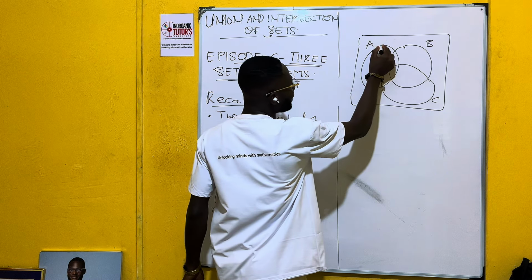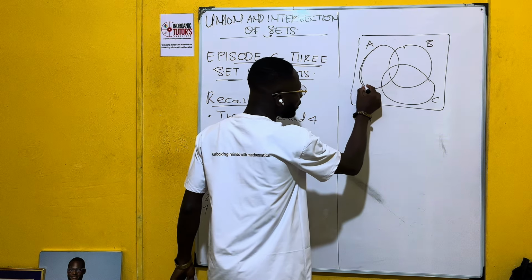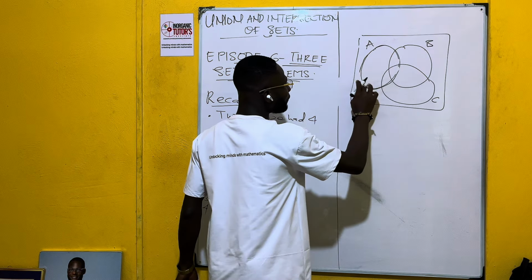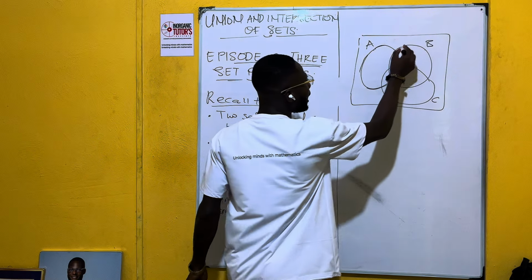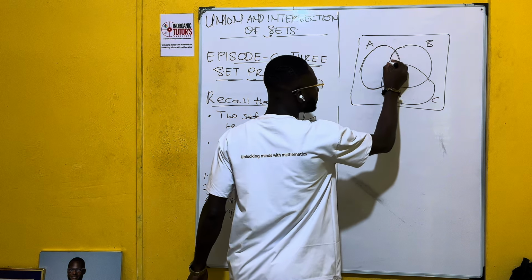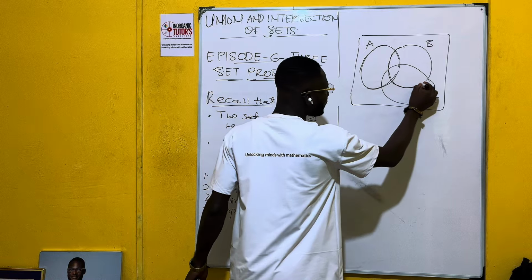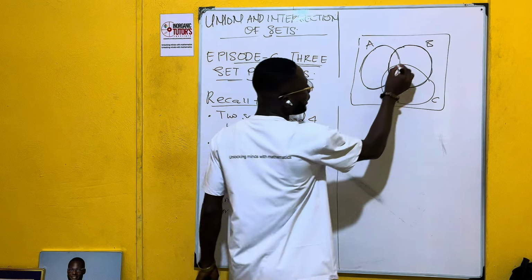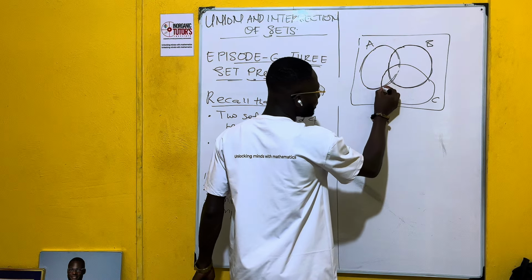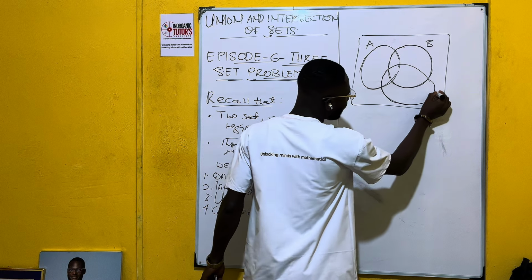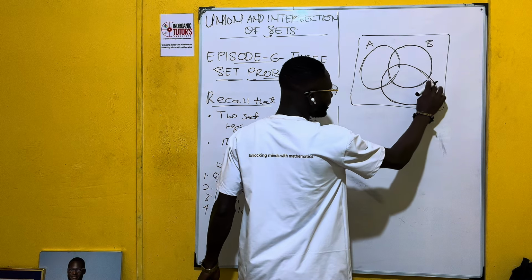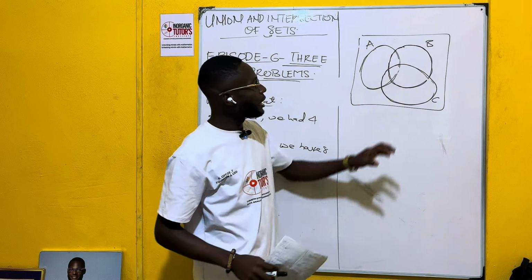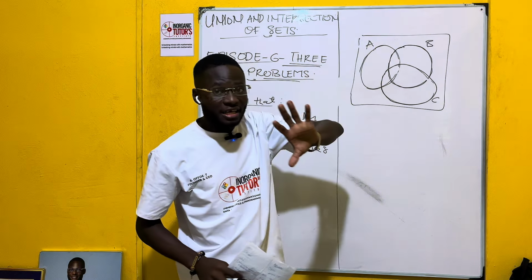So how do we identify these? The whole of this section is set A. The whole of this particular section is set B. And the whole of this section is set C. So now we have three sets.